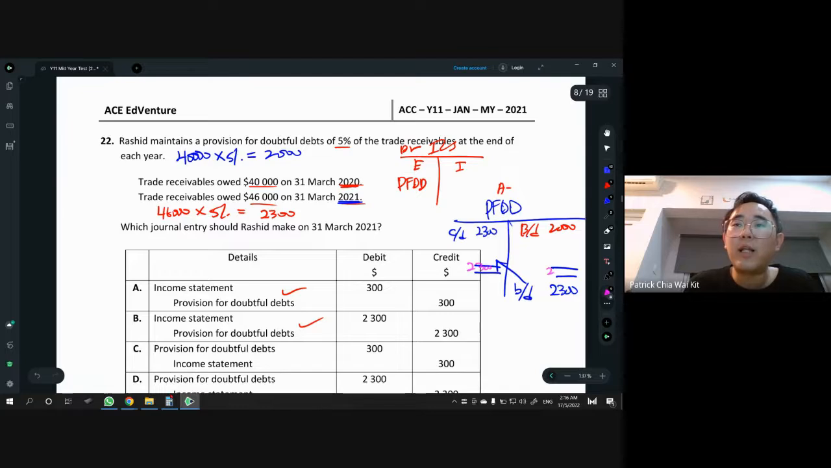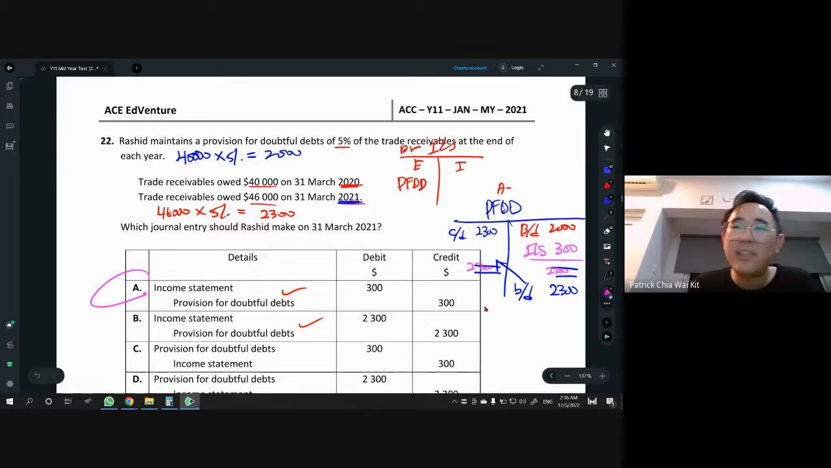2,300 in the total line, you are missing 300, that is the income statement, right? We always do income statement last in the PFDD account. So this is the way to do PFDD, to work backwards. So actually income statement is only 300. Therefore the answer is A, debit income statement, credit PFDD 300.